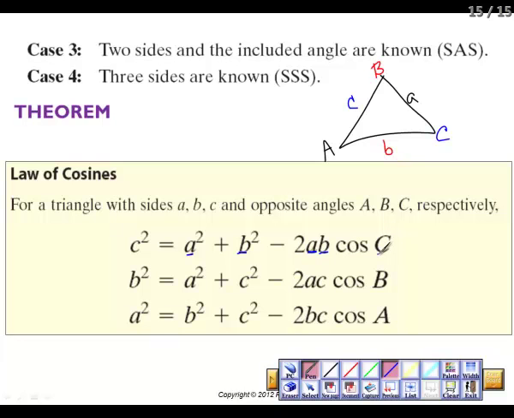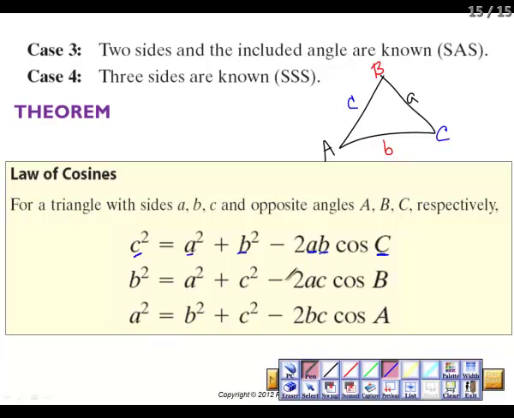Now notice angle C and its opposite side, side C. Since we don't know what the opposite side of angle C is, we have to use the cosine of angle C, and its opposite side is on the other side of the equal sign. And so that's how we find it.